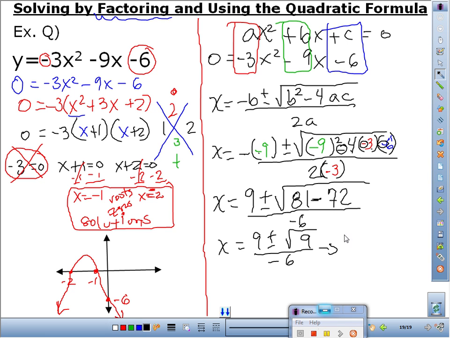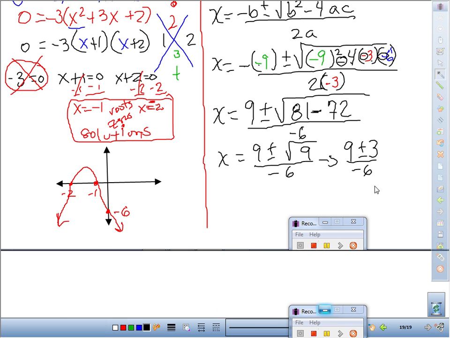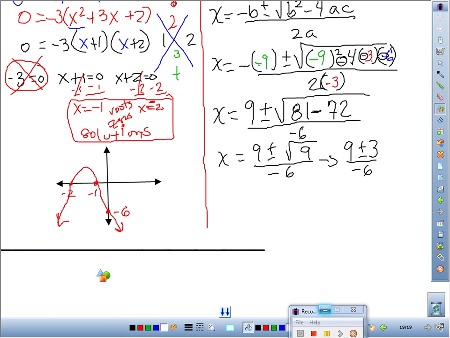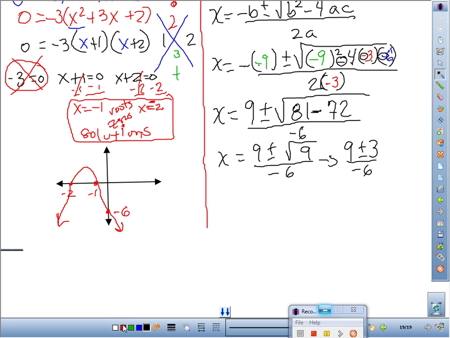Let's see, I got 9 plus minus... What is the square root of 9? 3 over -6. At this point, check this out. Since I cannot simplify that anymore, this one, because I have a plus and a minus, this is where I make two equations.